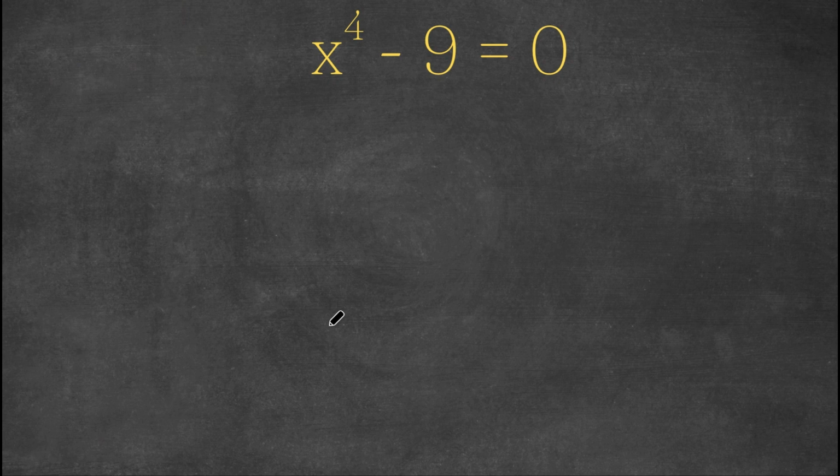In today's video, I'm going to be teaching you guys how to solve this exponential equation. So we have x to the power of 4 minus 9 equals 0.